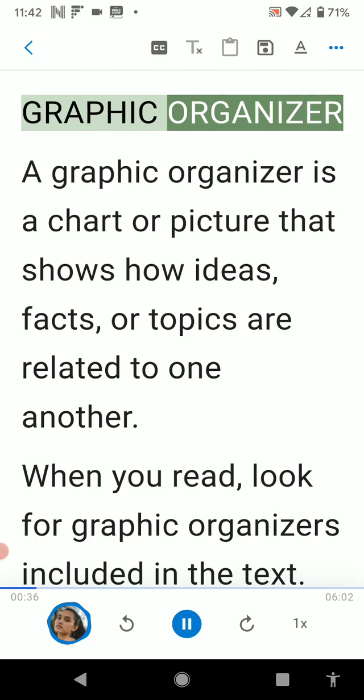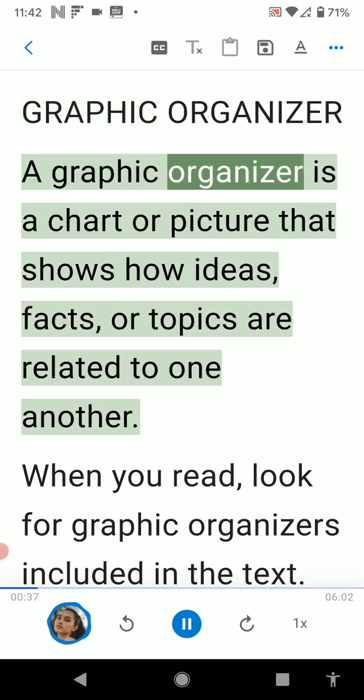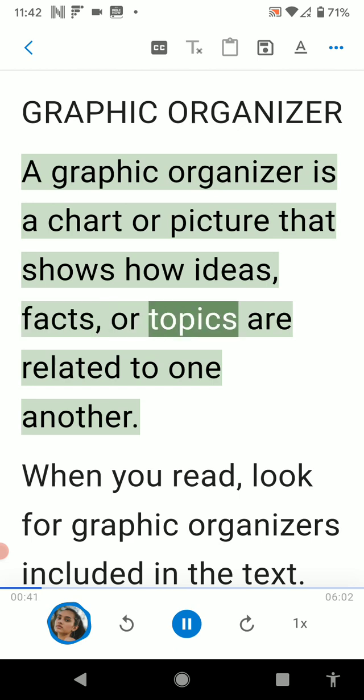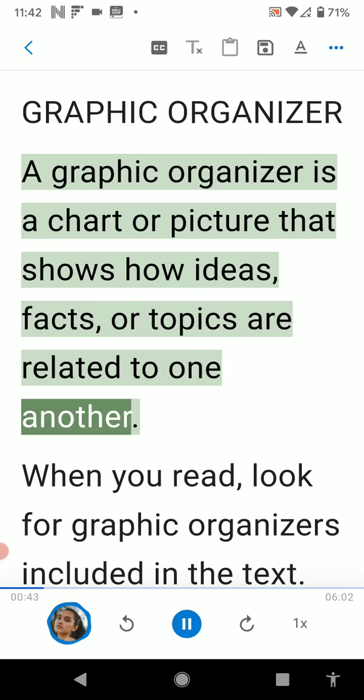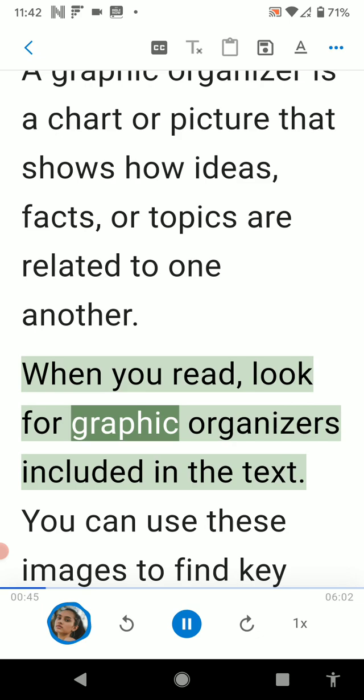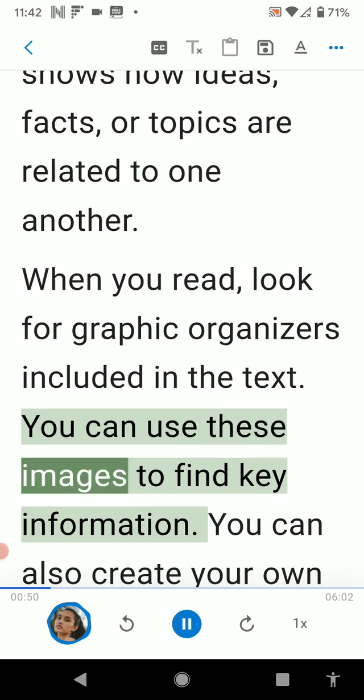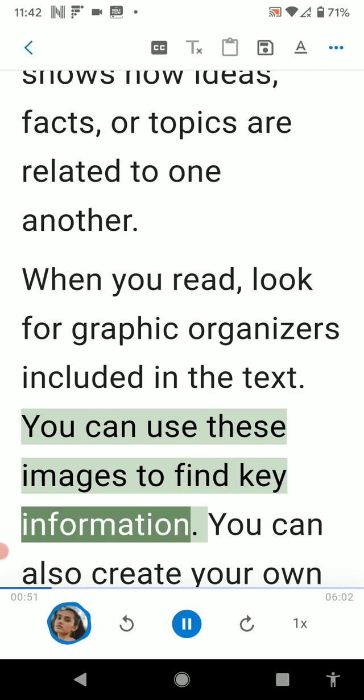Graphic organizer. A graphic organizer is a chart or picture that shows how ideas, facts, or topics are related to one another. When you read, look for graphic organizers included in the text. You can use these images to find key information.